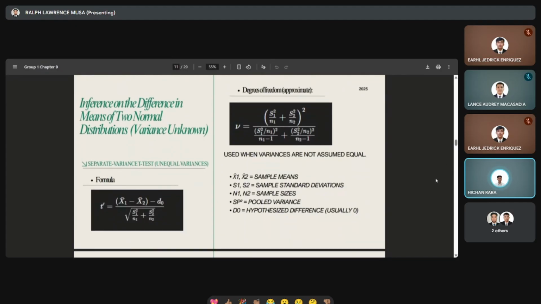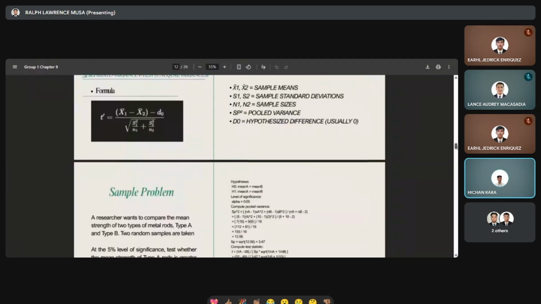Dito naman tayo sa pangalawang case, yung hindi equal. Separate variance t-test, unequal variances. We got our formula. Ganun lang din yung sa t-test natin. Pinagkaiba lang is yung standard deviation natin is numerator na siya, hindi na siya nakamultiply. Then sa degrees of freedom naman is ganun. Medyo mahaba tsaka nakakalito, so dapat sa ulo. So yan. Next slide please.